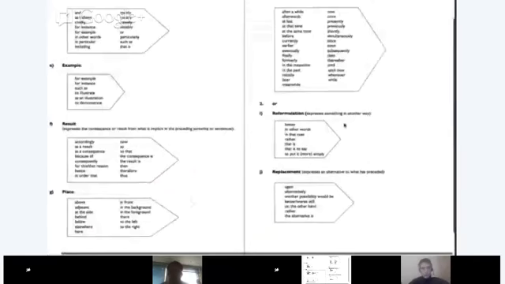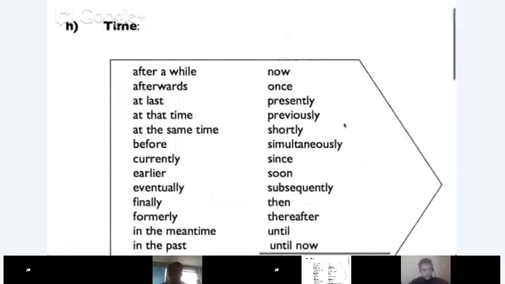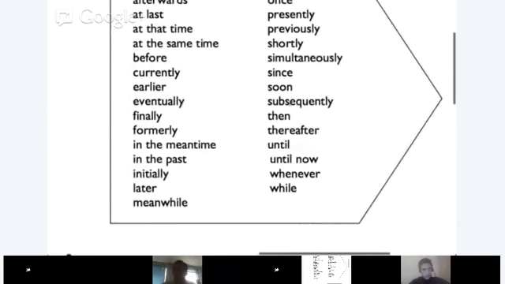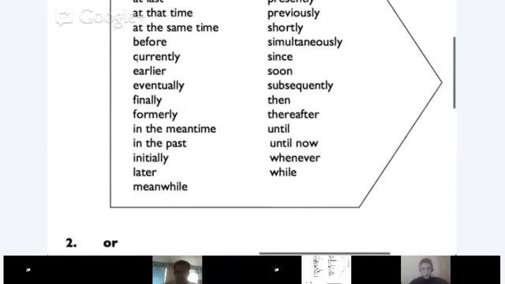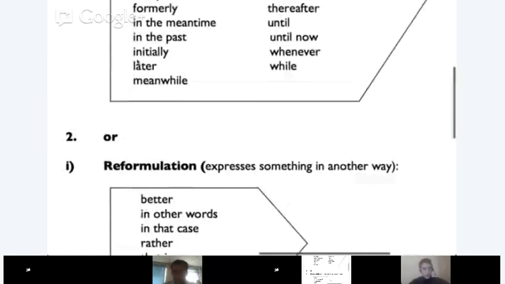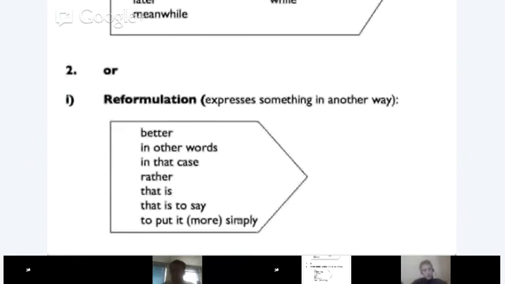All right. So in the last class, we covered time, different ways to say where, on time, parallel you are. And then we covered reformation, which is basically "or." So we're done covering "and." And basically allows us to continue on with one subject or one topic or one thought. So now we're going to be covering "or," which expresses something in a different way. Other ways to say "or" are: in other words, in that case, rather, that is to say, to put it more simply.